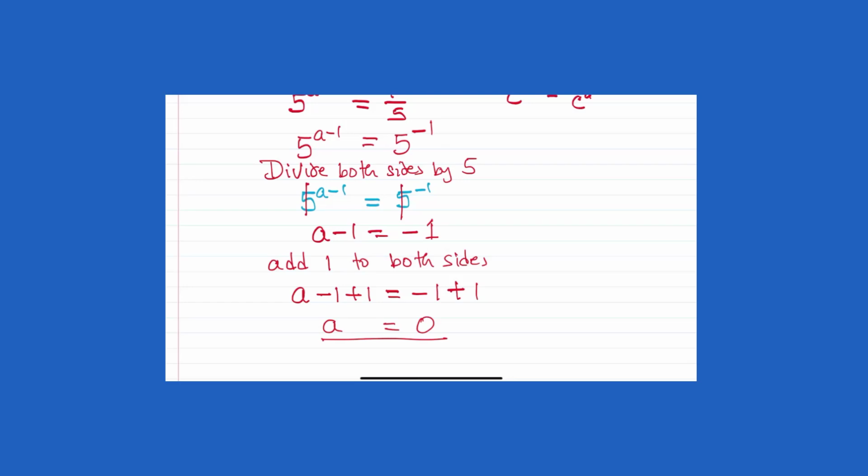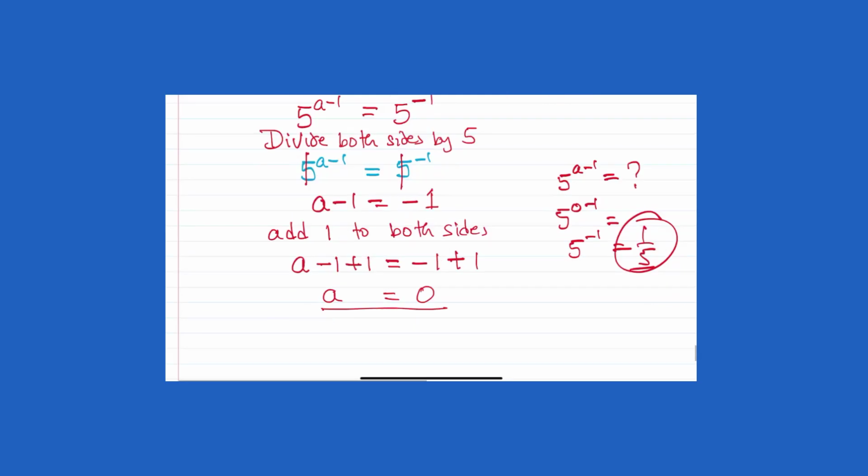And like we said earlier, please always self-check. So if we self-check this one, we have 5 to the power of a minus 1, so we have 5 to the power of 0 minus 1. And that is 5 to the power of minus 1, and that's 1 over 5. And see what we have here? Exactly the same thing. So that one is correct. So we move on now to question number 11.